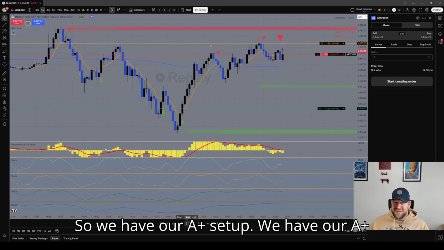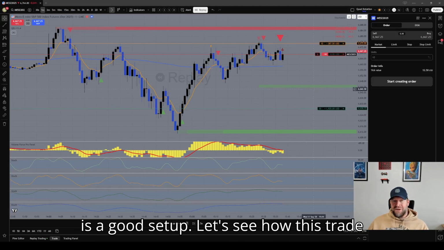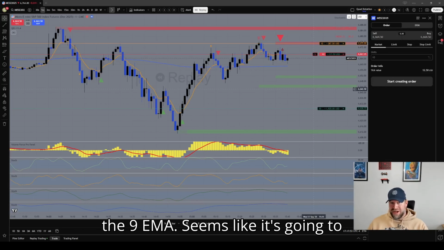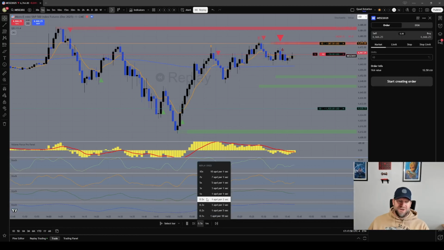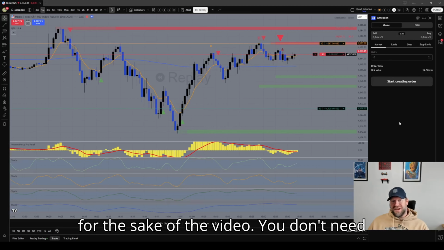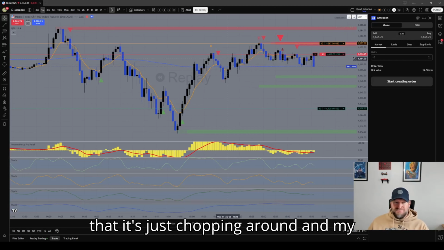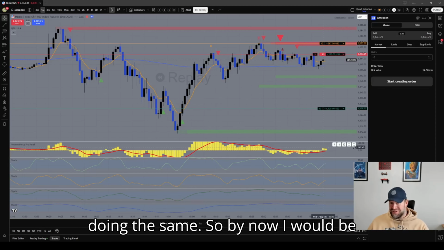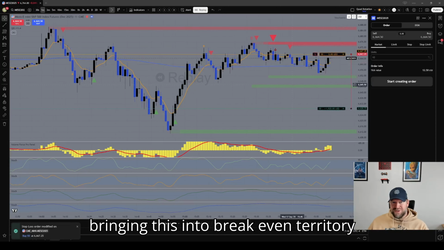So we have our A-plus setup. We have our A-plus indicator saying this is a good setup. Let's see how this trade goes here. As it starts to fall down below the 9 EMA, seems like it's going to respect the 9 EMA even. We're going to speed this up just a little bit for the sake of the video. You don't need to see it play out forever. But you can see that it's just chopping around, and my volume levels here are just doing the same. So by now, I would be bringing this into break-even territory at least.